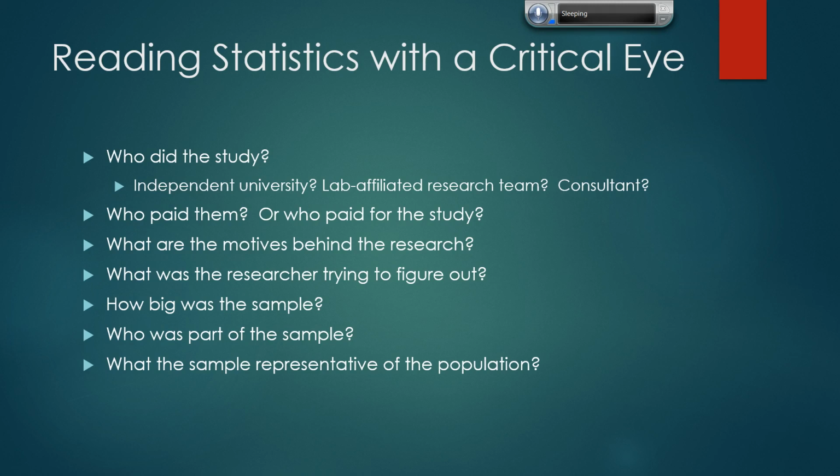If they're affiliated with an independent university, that's probably a good thing because there's no real pressures most of the time. There's less pressure, let's put it this way, for them to produce a result one way or another. If they're affiliated with a lab or a research team, then there might be financial pressures. There might be financial gain for certain results. If they're a consultant, again, there may be financial reasons for the consultant to introduce bias. So just ask yourself, who did the study?